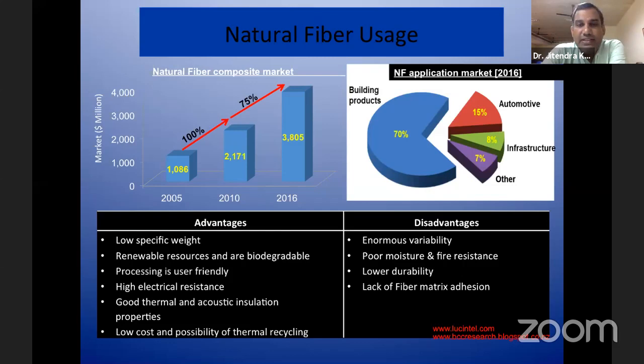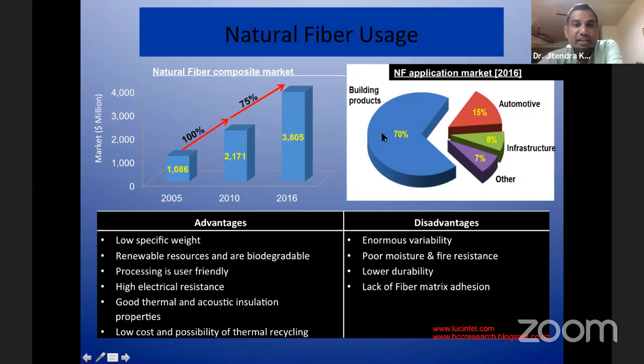So as I told you, natural fiber is very widely used nowadays. You can see from this market of natural fiber composites, it is growing drastically. 70% of natural fibers are used in building products, only 15% in the automotive industry, 8% for infrastructure, and 7% for other purposes like sports and other goods.